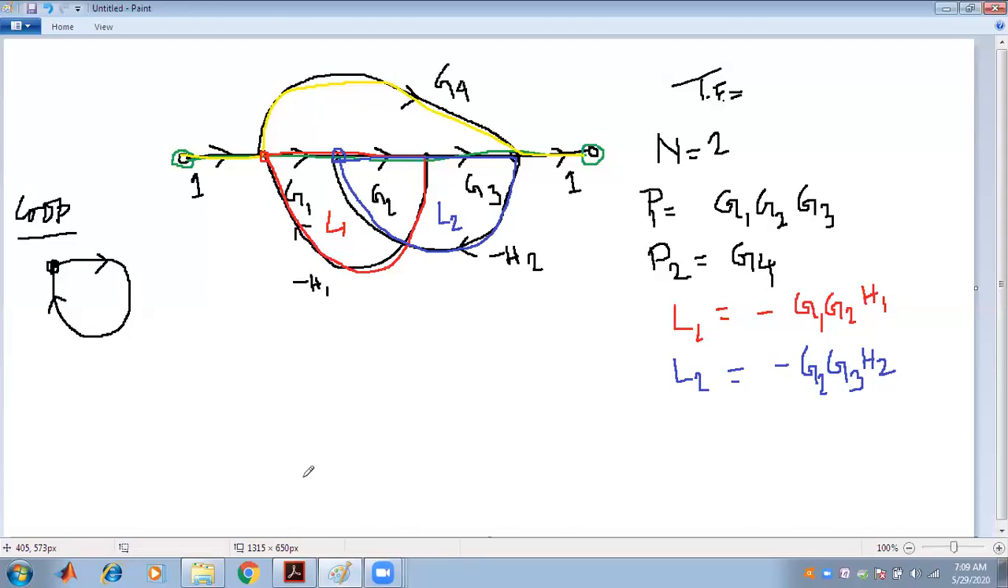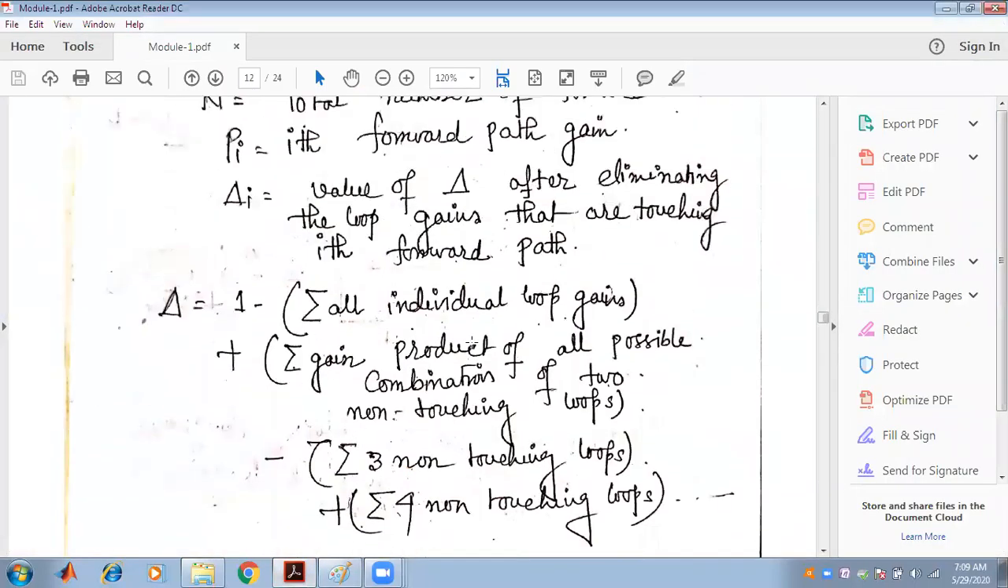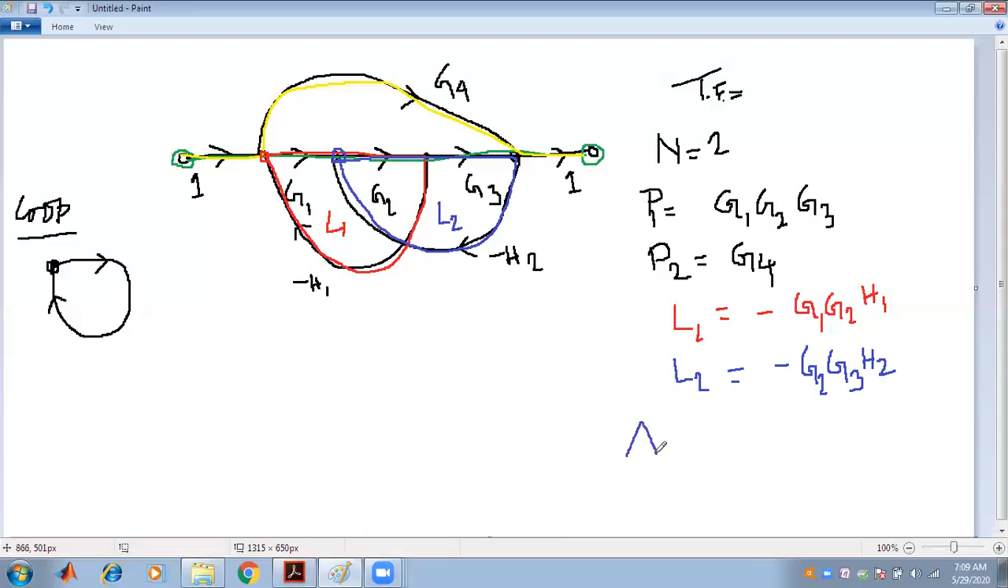So we have already seen the forward paths and the loops. What is the value of del? We know that del is 1 minus all the individual loop gains, plus the gain product of all possible combinations of two non-touching loops, minus the summation of three non-touching loops, plus the summation of four non-touching loops. So del equals 1 minus all the loop gains, that is L1 plus L2, plus two non-touching loops.